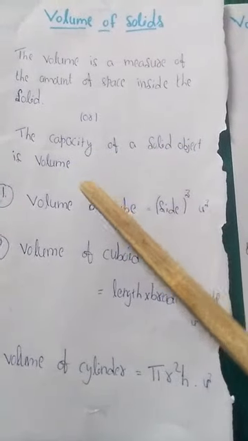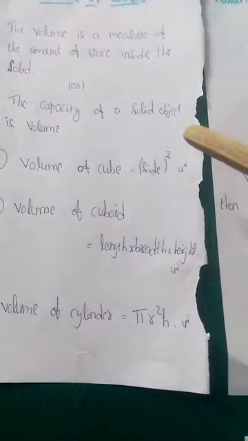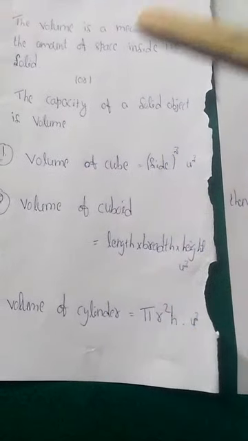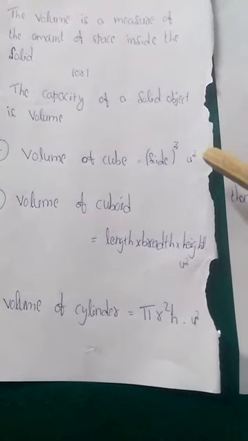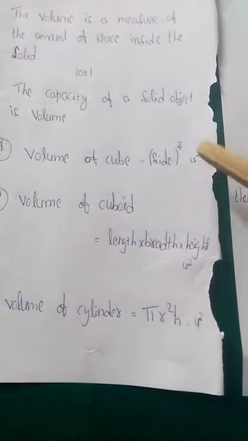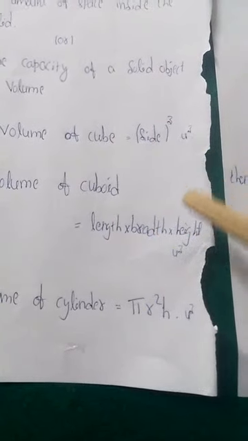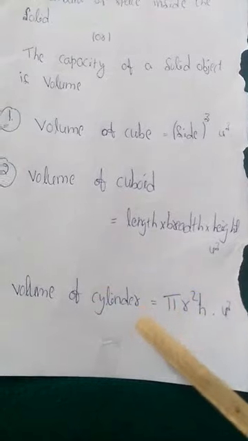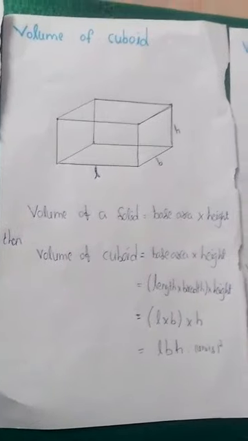And now we'll see volume of cube, volume of cuboid, volume of cylinder, what's the formula and how the formula will exist. And volume of cube is nothing but side cube cubic units. That means side into side into side cubic units. Volume of cuboid is length into breadth into height cubic units. Volume of cylinder is pi r square h cubic units. And how will this formula exist? We'll see.